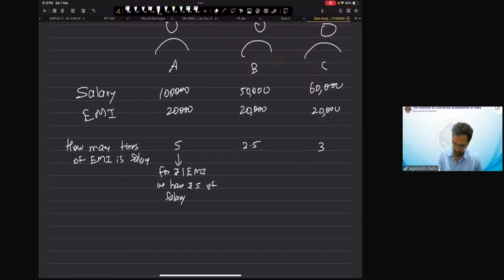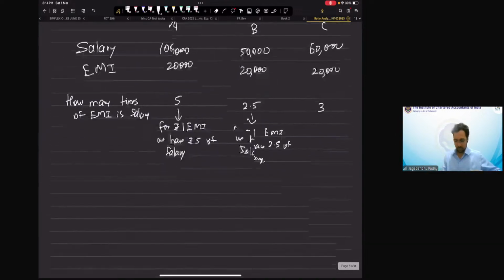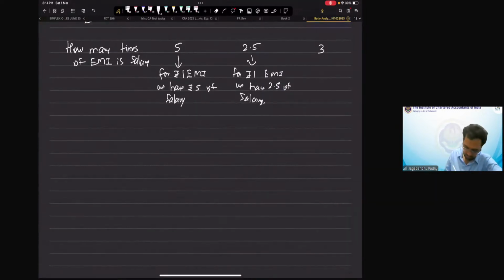And for B, for rupee 1 EMI, we have 2.5 of salary. And for the third one, for 1 rupee EMI, you have 3 rupees of salary. So of course, the more the salary is in proportion to the EMI, or whatever your interest expense or principal due is, the better. And for that, we are going to look at some ratios called coverage ratios.